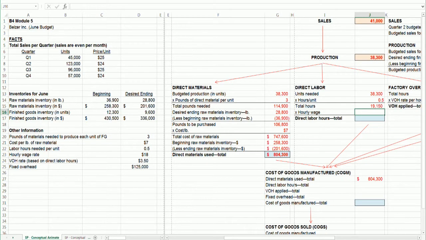Well, that's 19,150 hours, and according to the other information, I pay my workers $18 an hour. So my direct labor is the product of those two, $344,700. And I'll just drop that down into our cost of goods manufactured.